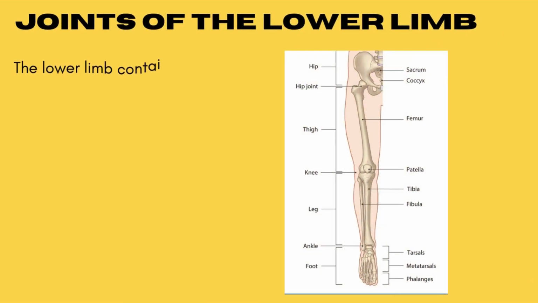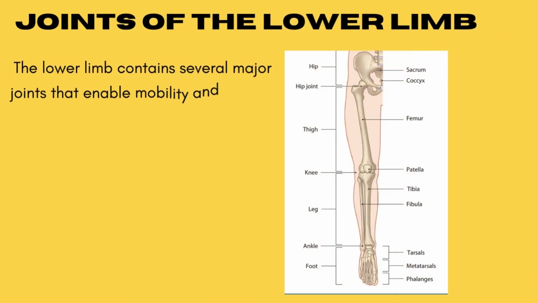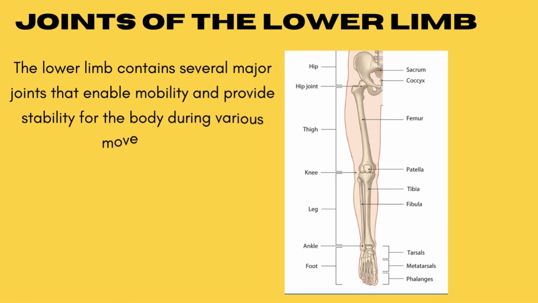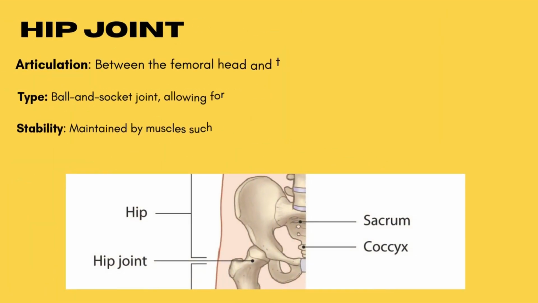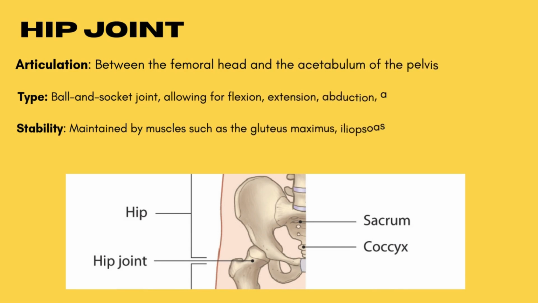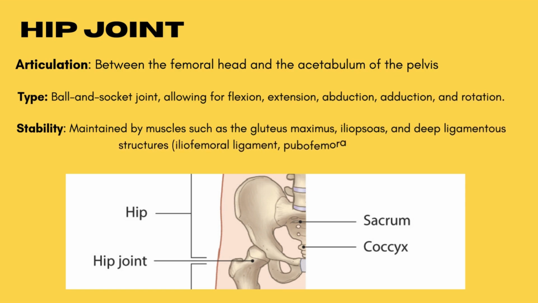Joints of the lower limb. The lower limb contains several major joints that enable mobility and provide stability for the body during various movements. Hip joint. Articulation between the femoral head and the acetabulum of the pelvis. Type. Ball and socket joint, allowing for flexion, extension, abduction, adduction, and rotation. Stability. Maintained by muscles such as the gluteus maximus, iliopsoas, and deep ligamentous structures: iliofemoral ligament, pubofemoral ligament.